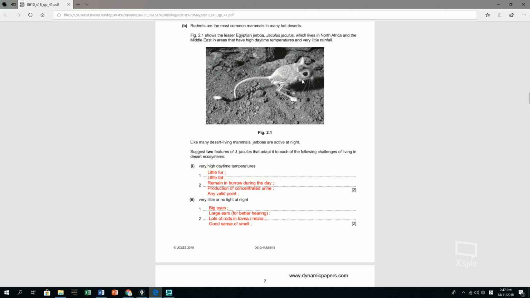At night, you could suggest that they have big eyes and large ears and sensitive smell and things like that, just to compensate for the lack of vision. But you just need to use your imagination here. There are a couple of different points that you could have written to get the answers. And I think they're usually pretty lenient with these things, as long as it's fairly logical.